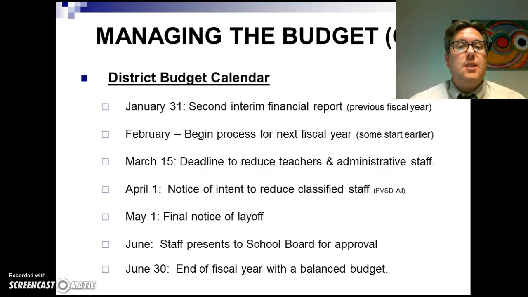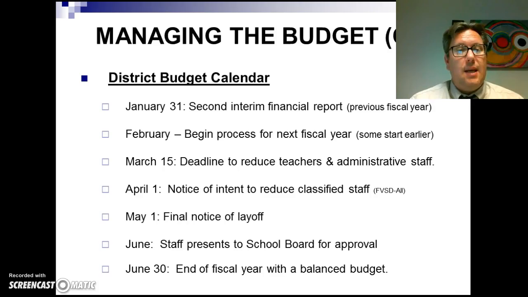So districts have to calendar themselves to know that January 31st is the second interim financial report from the previous school year. So in essence, it's saying we've spent it all, and now that we've got everything calculated, this is really how it was spent. February is when they start beginning the process for the next school year.